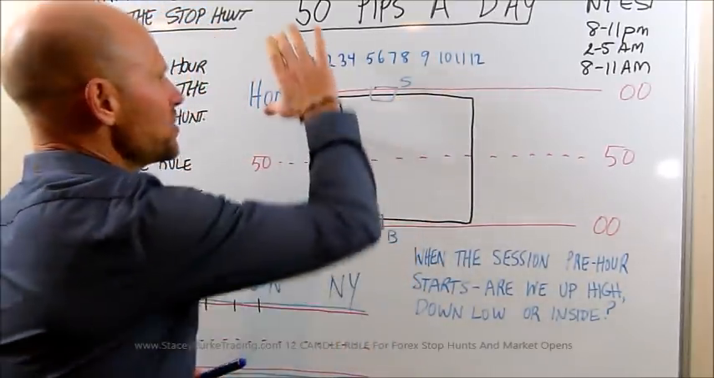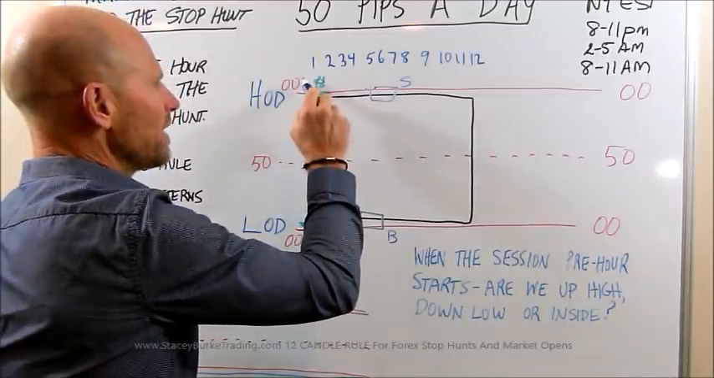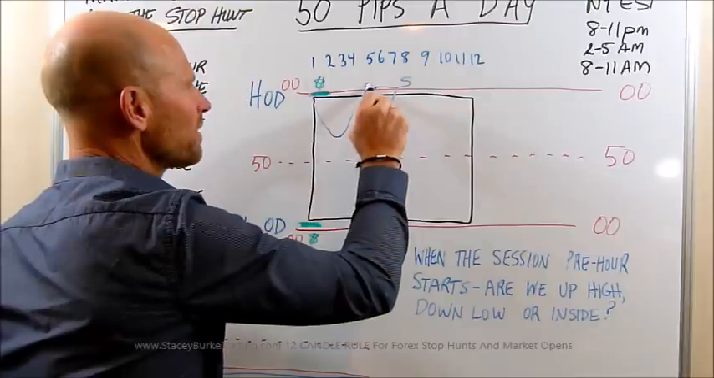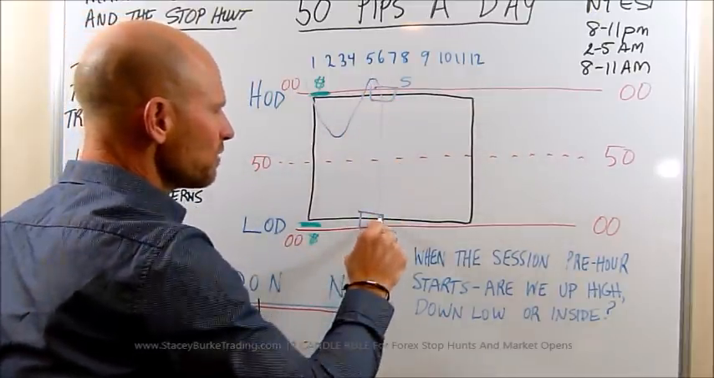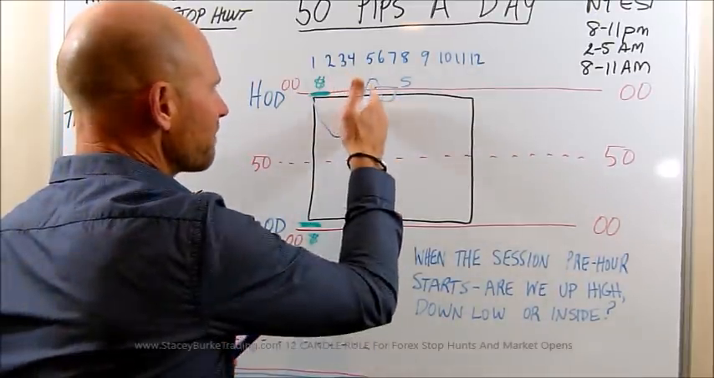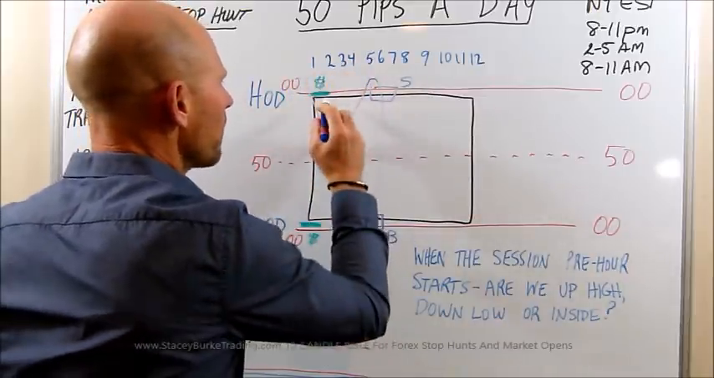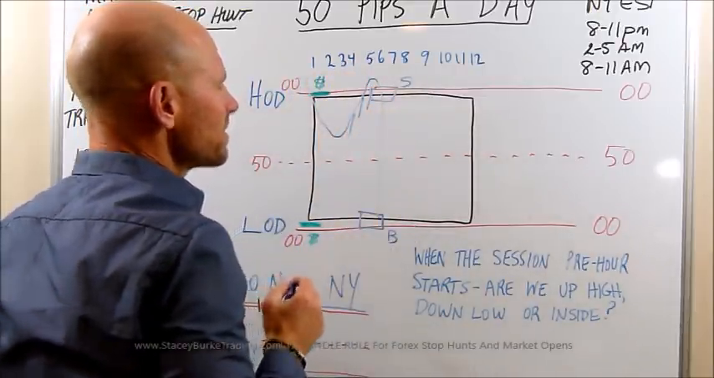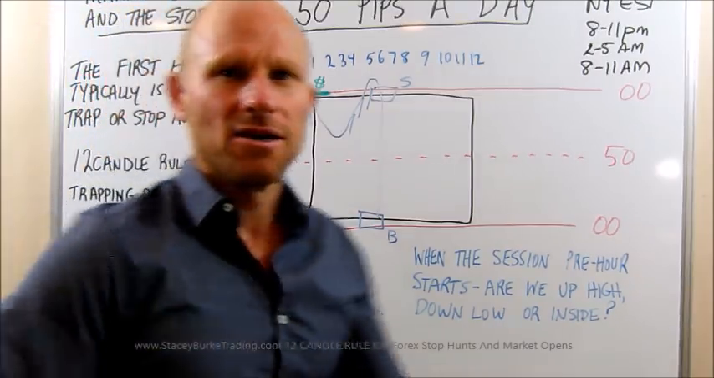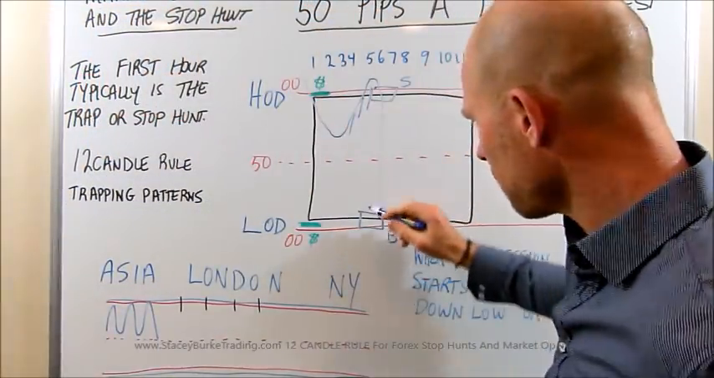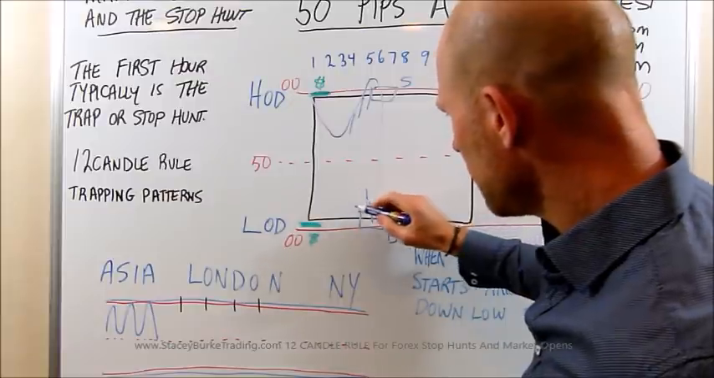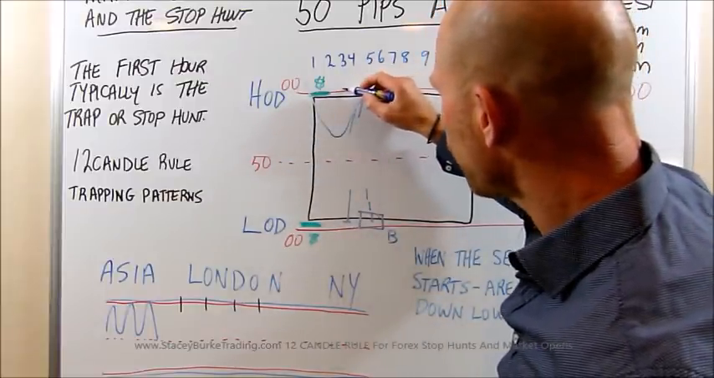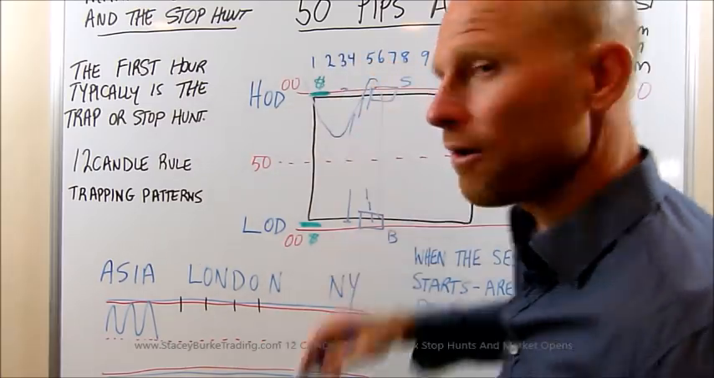Now, Asia could be over here and they might come down into this box in the Europe Open and go back up into the London Open for a measured move down. But in that first four candle window, what I'm looking for is a stop hunt to the high. If I'm going to be trading off the bottom, I want a stop hunt to the low. Now, we may already have a low in place prior, or a high prior to that 12 candle window.